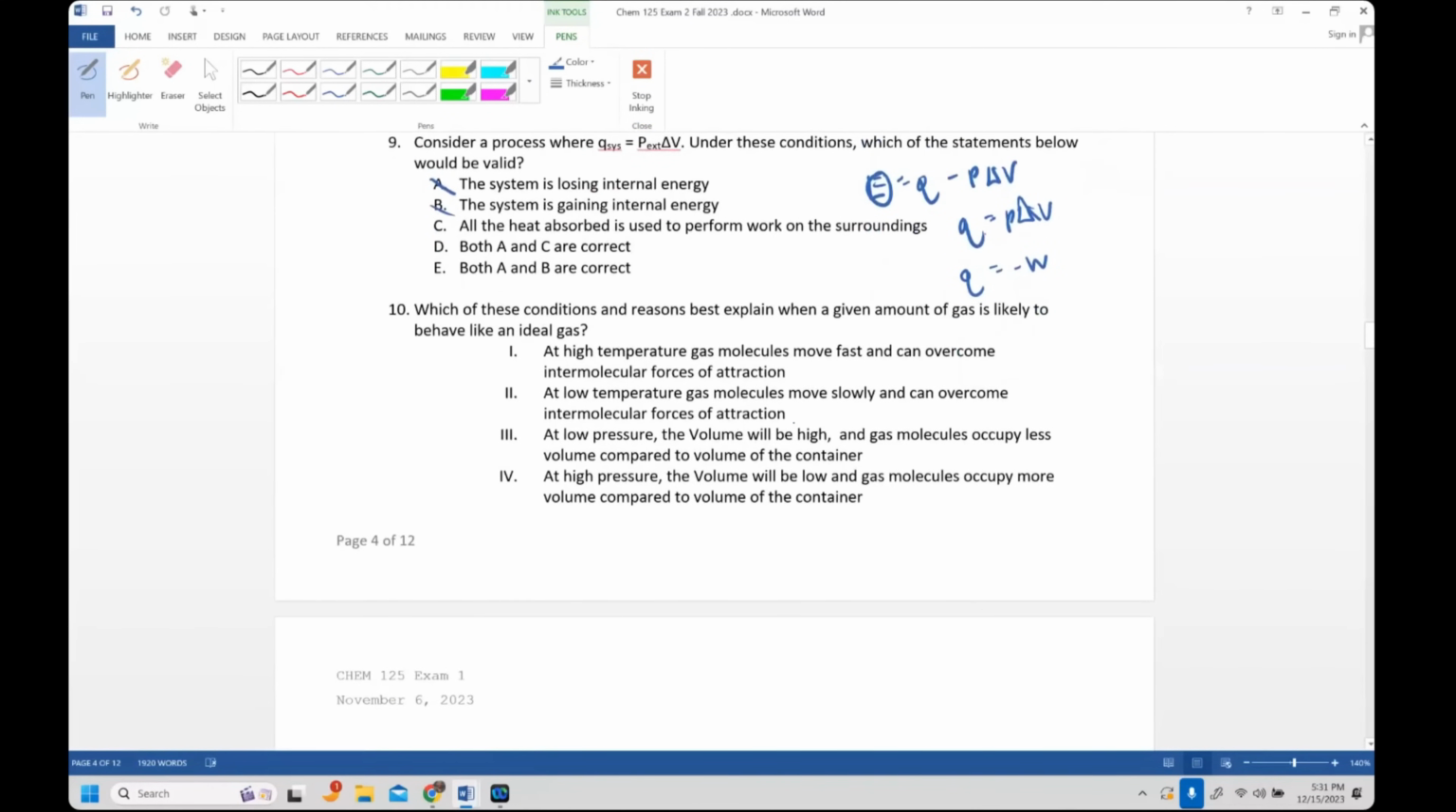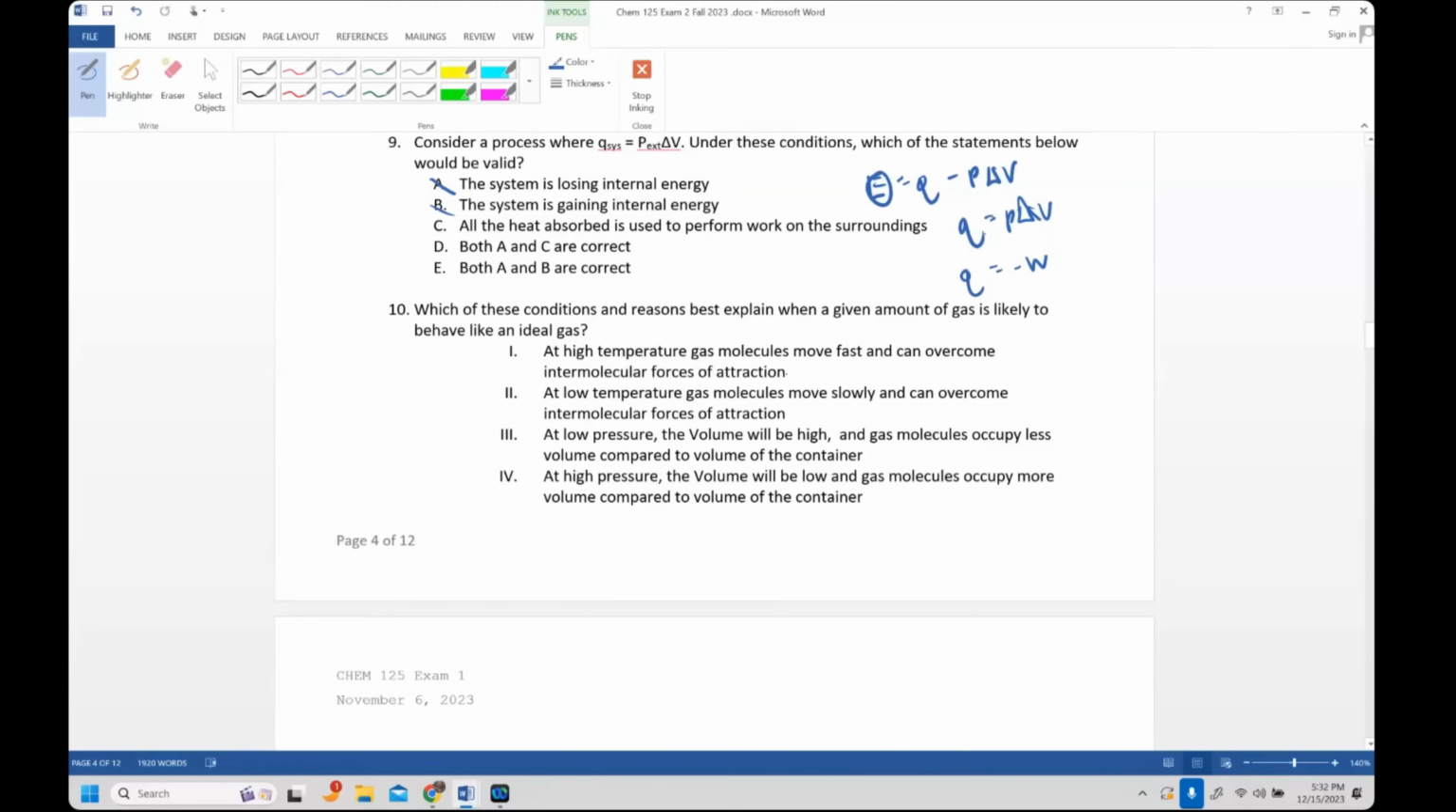All right, next, number 10. Which of these conditions and reasons best explains when a given amount of gas is likely to behave like an ideal gas? So let's look at these. Option 1: at a high temperature, gas molecules move fast and can overcome intermolecular forces of attraction. If they overcome the intermolecular forces and there is no attraction at high speeds and high temperatures, then yeah, they will act completely elastically like ideal gases.